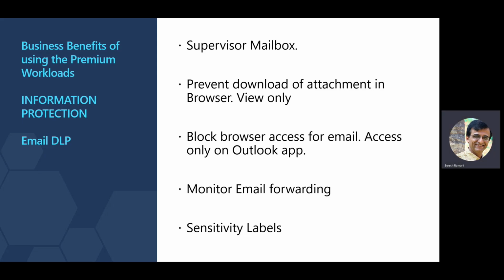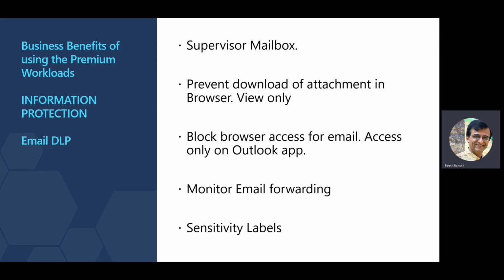Next, block browser access for emails. Access will only be on the Outlook desktop app. Useful in certain high compliance companies which do not want corporate emails to be accessed outside of office premises. So here one can block browser access by which users can get email only on a corporate PC on the Outlook desktop app.